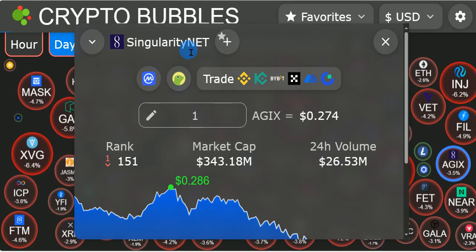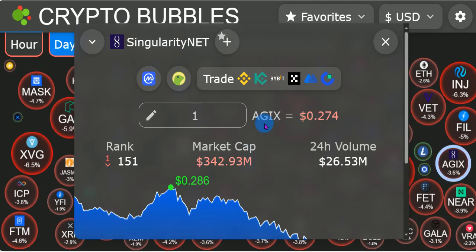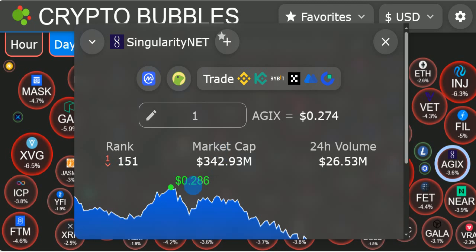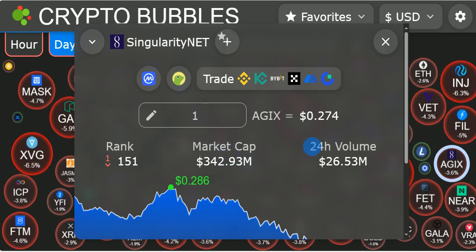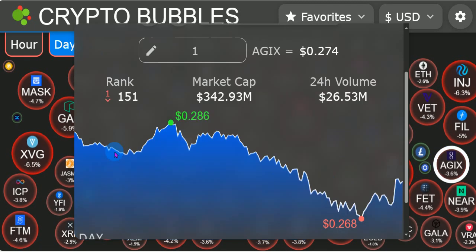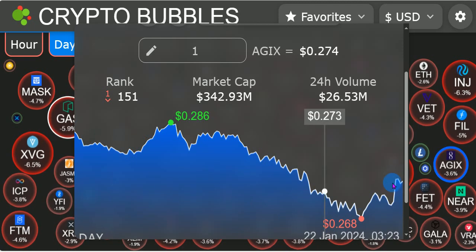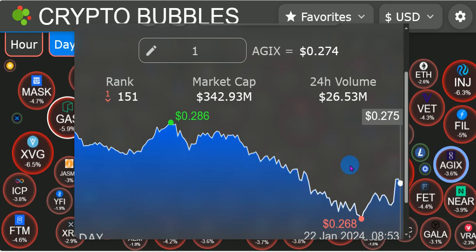Today we are going to be looking at SingularityNet or AGIX. AGIX is currently at the $0.274 level. We are currently ranked at 151 with a market cap of about $342 million, and a 24-hour volume of about $26 million. Today we are going to be looking at the price action, the technical analysis and price prediction for AGIX. So sit back, relax, and enjoy the video.